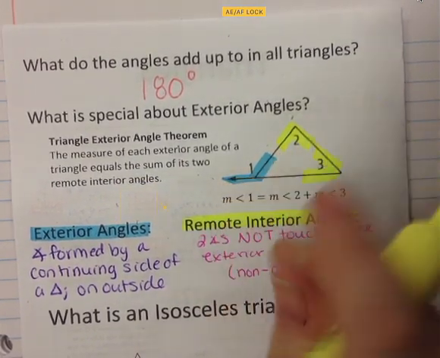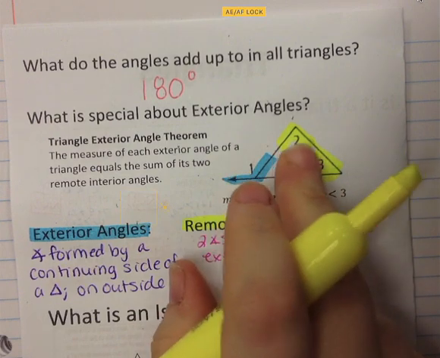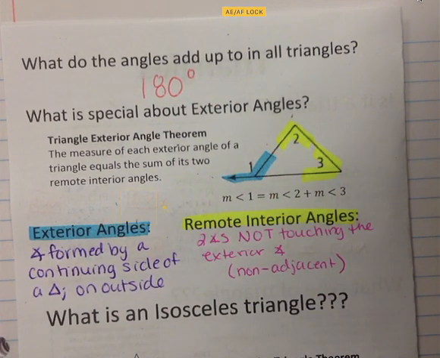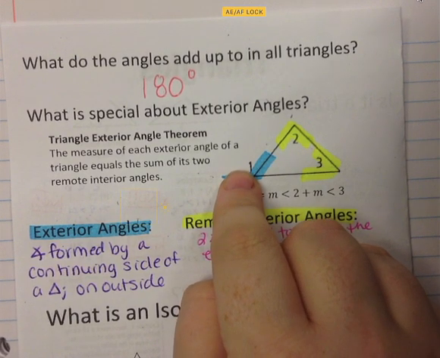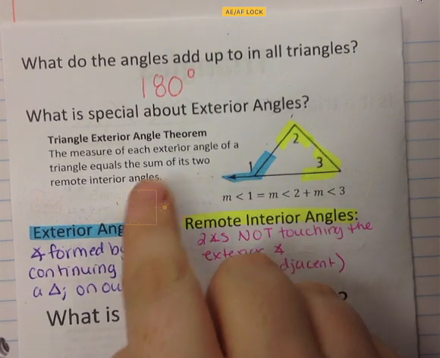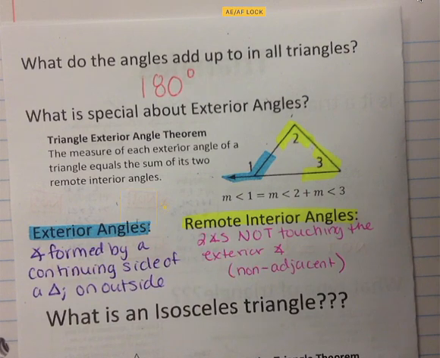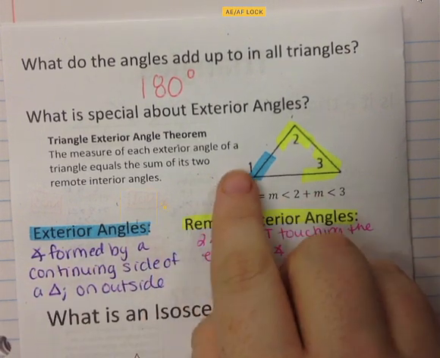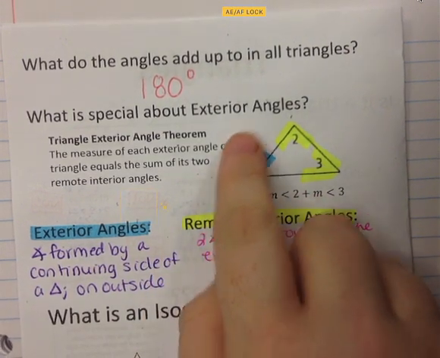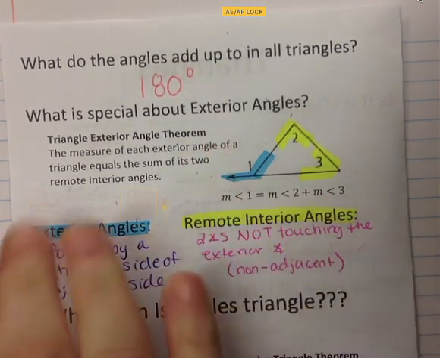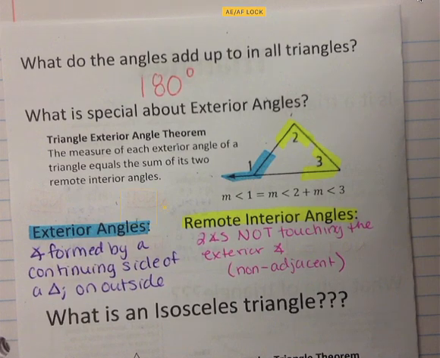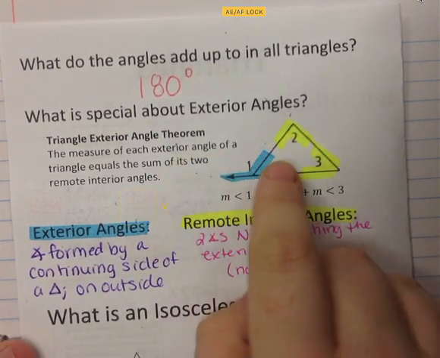What this states is that if I know these two measurements, I can add them, and that's automatically what this angle is on the outside. That's what this theorem states. However, you can still figure out this angle without this theorem, especially if you only have numbers. However, if you have variables, it would be greatly beneficial if you knew this theorem.